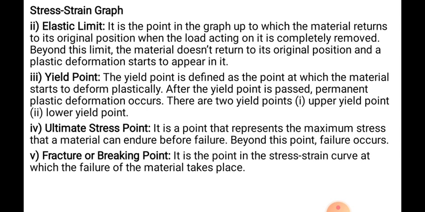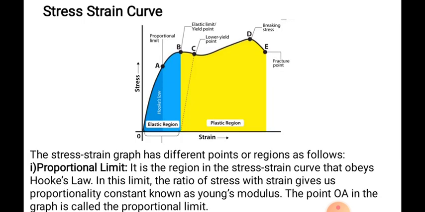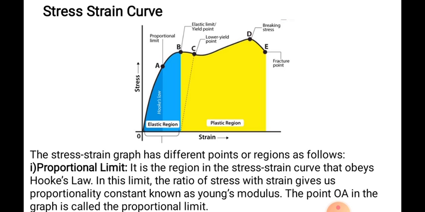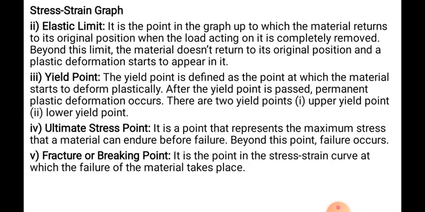That means before point B there will be elastic deformation, and after point B there will be plastic deformation. Now, the yield point is defined as the point at which the material starts to deform plastically. After the elastic point, at point C, we have the yield point. Point C is the yield point.